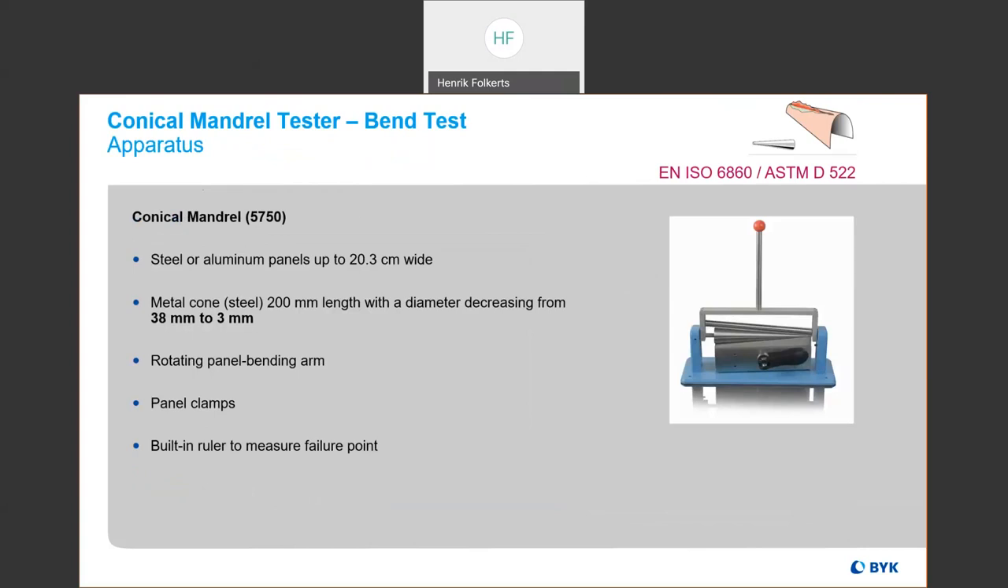To perform the bend test, we offer the conical mandrel apparatus. It can be performed on steel or aluminium panels up to 20.3 centimeters wide. The metal cone, as you can see here in the picture, has a length of 200 millimeters with a diameter decreasing from 38 millimeters down to 3 millimeters. Here you can see the bending arm. Again, this is the bending arm. The built-in ruler is perfect for evaluating the elongation to measure the failure point. Therefore, you have a ruler attached on the instrument so that you know what the diameter at the point is.